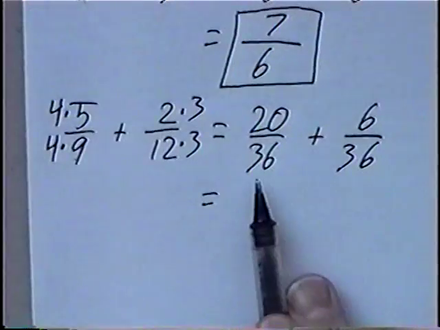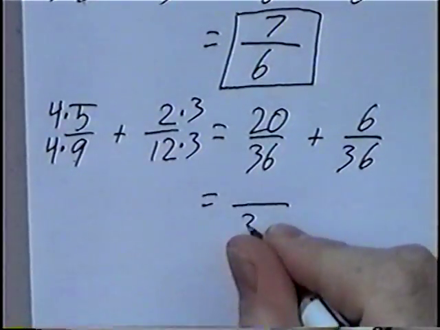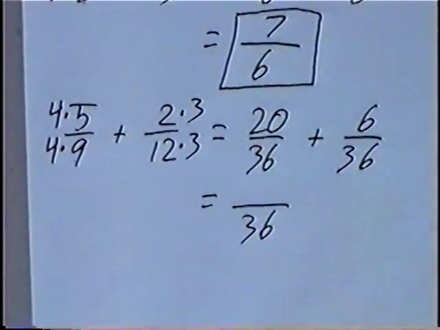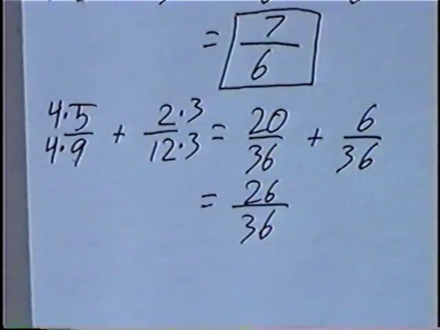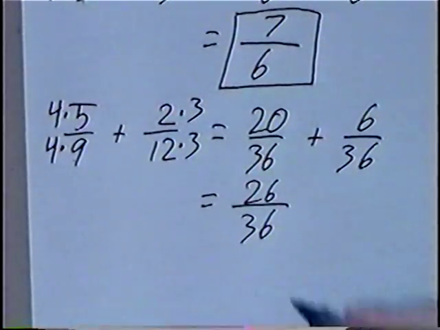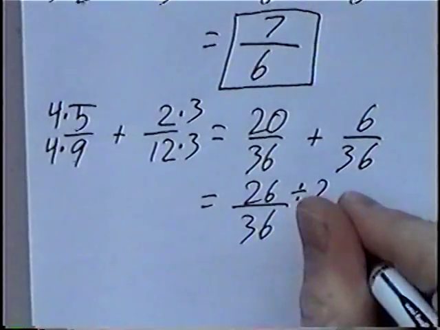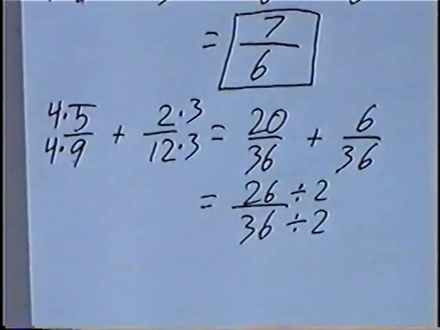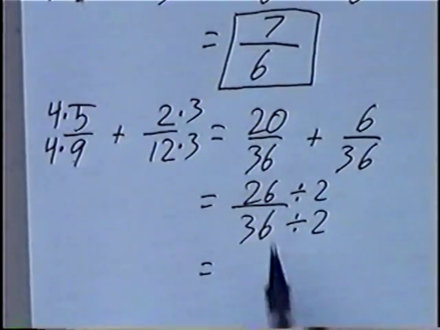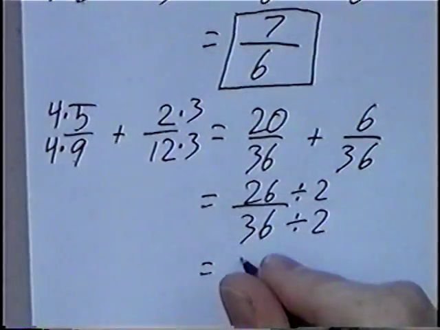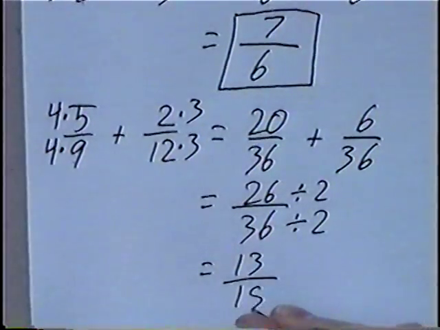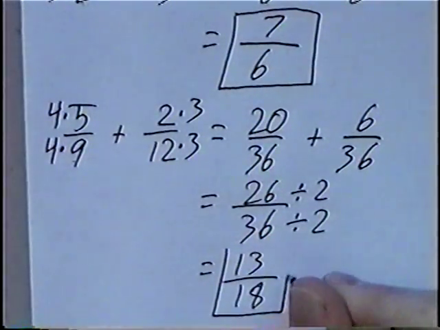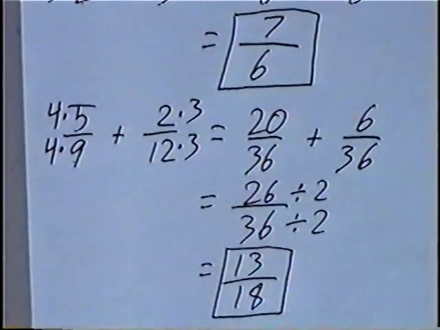Once we have the same denominator over 36, we can add the numerators 20 plus 6, which would be 26. Check into reduced fractions, 26 and 36. We can divide each of these by 2. And our final answer would be 26 divided by 2, which is 13, and 36 divided by 2, which is 18. So our final answer would be 13/18.